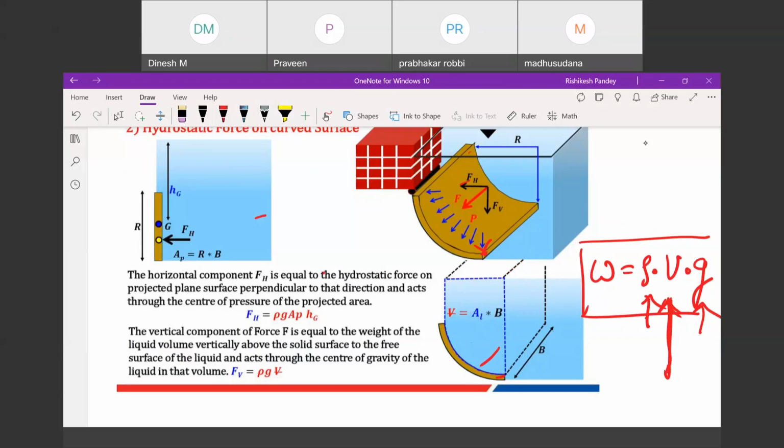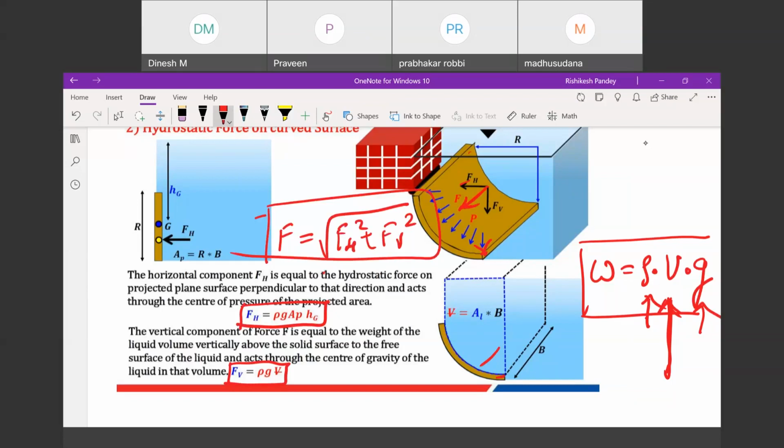So now you know the vertical component and you know the horizontal component. Now what you can do is calculate the net hydrostatic force, which is the square root of Fh square plus Fv square. Simple. Okay, this is how you can calculate your hydrostatic force. Is it clear?